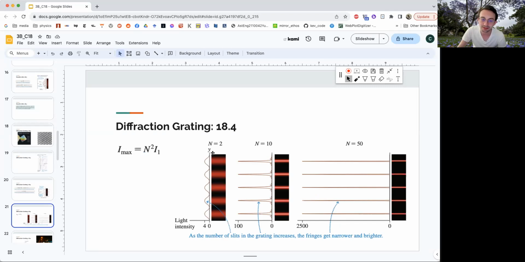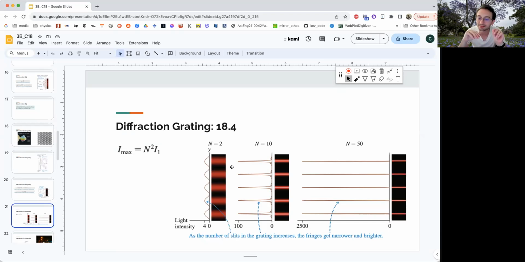So the picture on the left here, this is when n equals 2. So that's just a double slit. That's what we were covering a minute ago in section 18.3. And you can see that these bright and dark spots are kind of fuzzy, and the fuzziness is telling you that the light is spread out over a bigger area. And then the total amount of light, they're kind of dim.